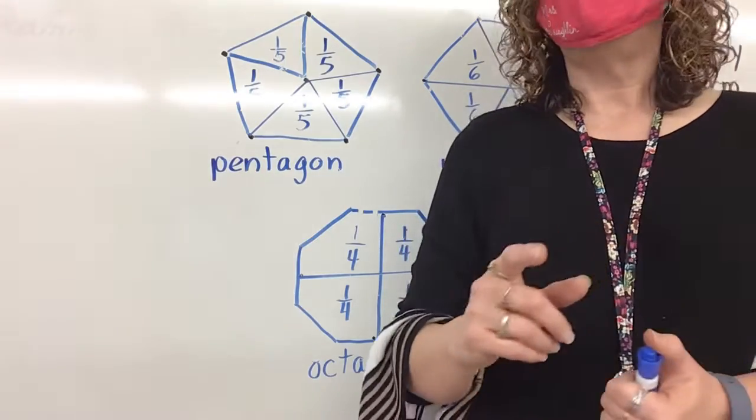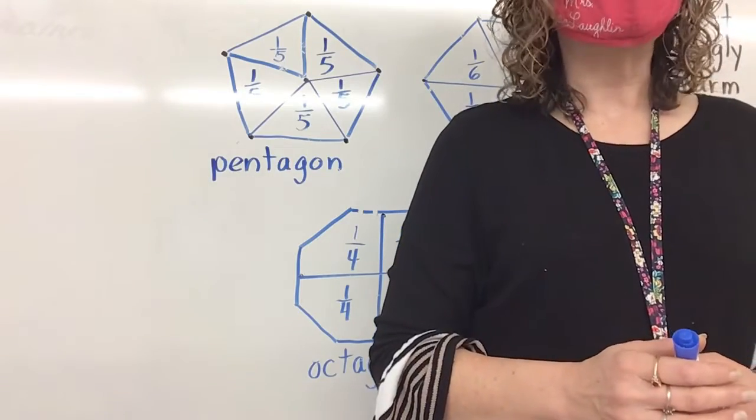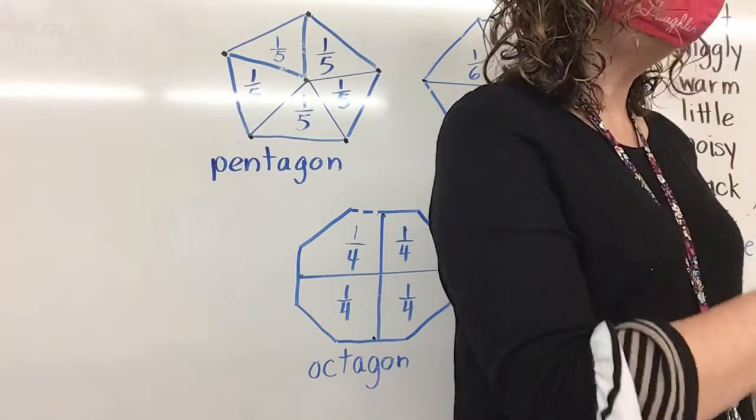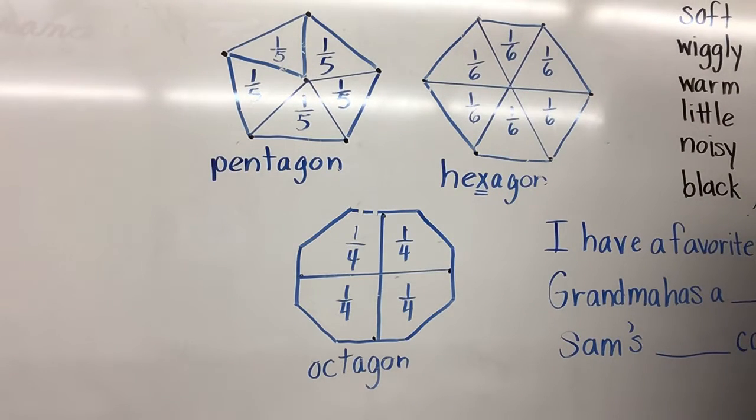Alright, so this time, what were each quarter looking like? Triangles. We took the same shape, and now we've divided it into triangles.